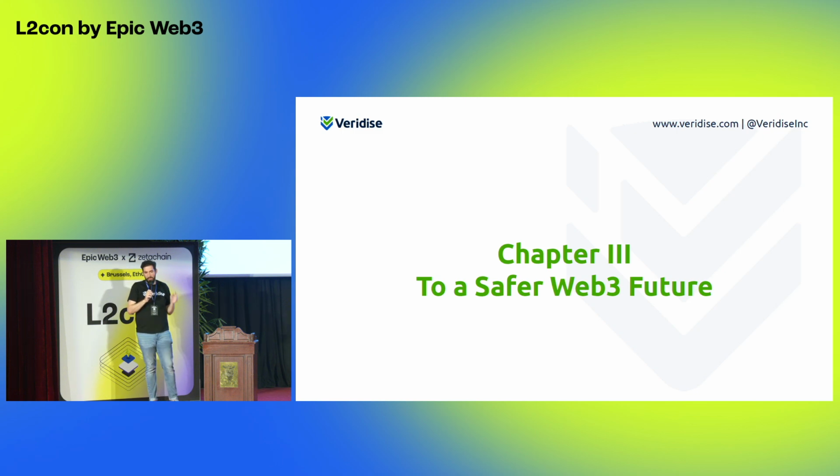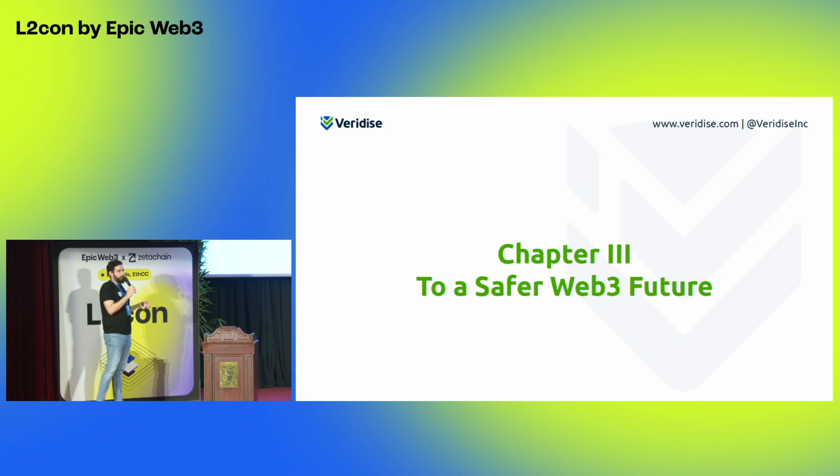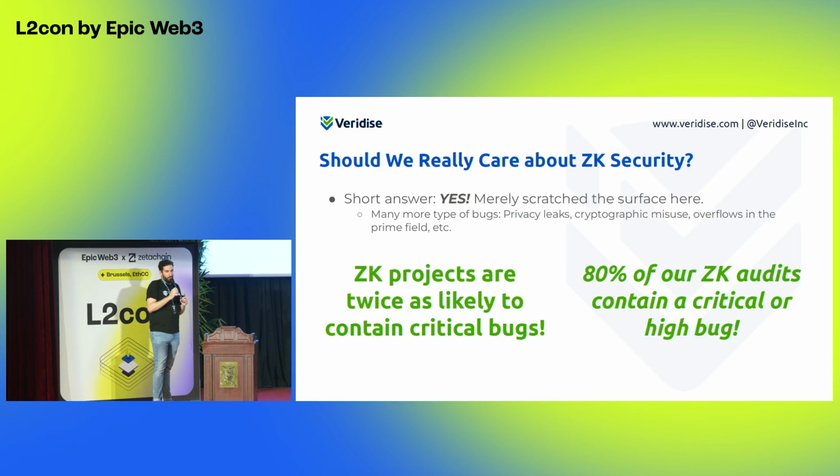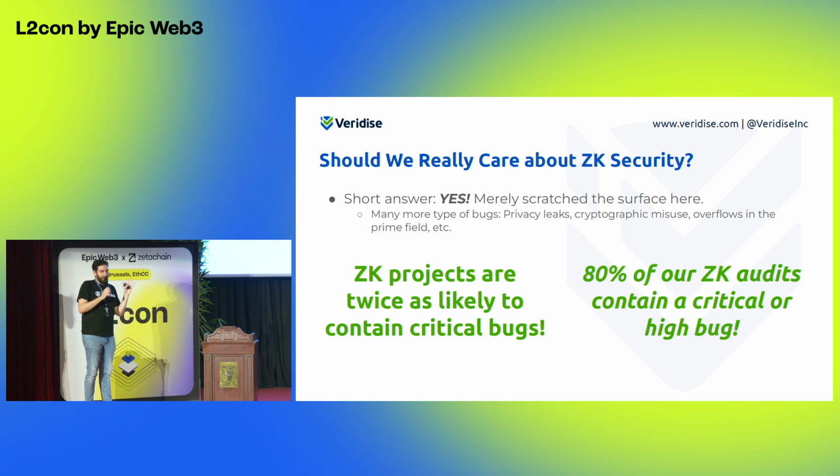Okay, so I'm not going to talk more about bugs. I want to leave the talk on a more positive note and see what we can do to improve security in the Web3 space in general. But the first question is, should we really care about ZK security when it comes to Web3? And the answer, I think, is an emphatic yes. The bugs that I touched on today merely scratch the surface.